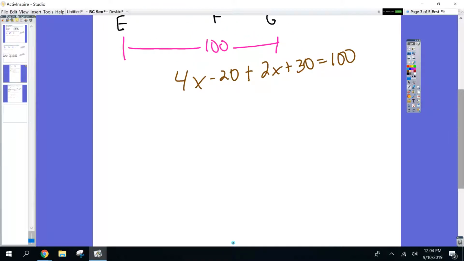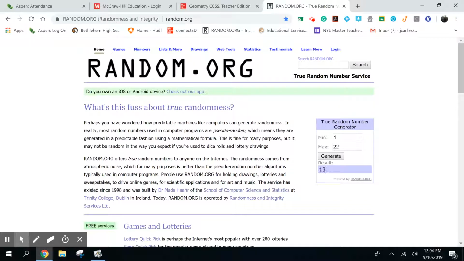Add 4x minus 20 plus 2x plus 30. Okay, go ahead. What do I end up getting when I combine like terms? 6x plus 10. Thank you. Next step here. What do you got for me? 13.